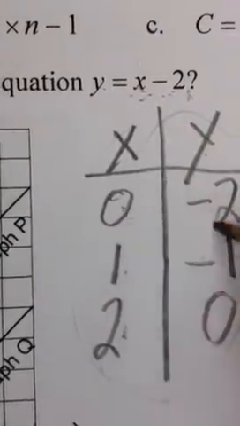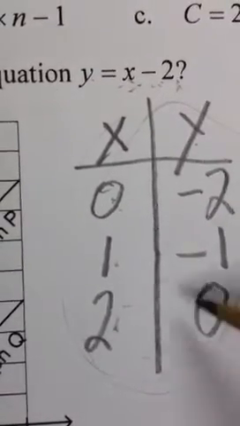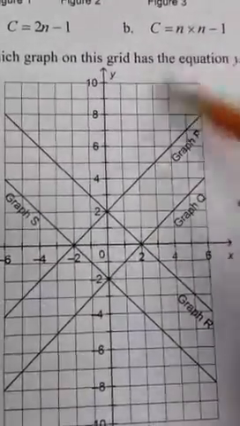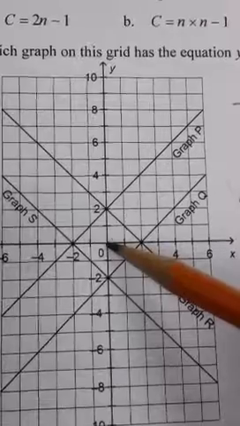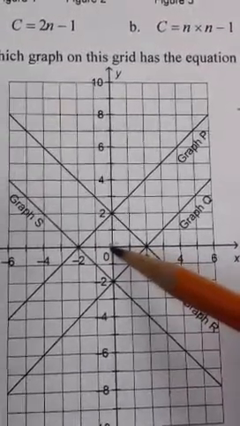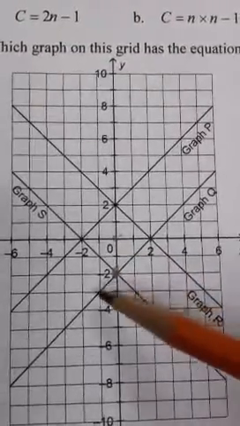This gives me 3 points that are all part of the answer set, and so therefore these 3 points have to be on the line of the graph. So if I look at my lines, look at my first point, it's 0, minus 2. X is 0, y is minus 2. Okay, it's either going to be this line or this line.